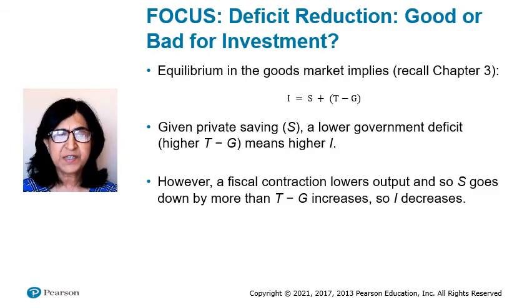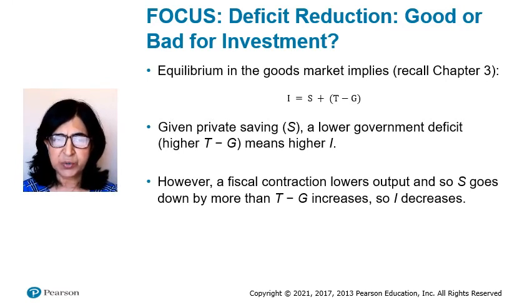Focus. Deficit reduction. Good or bad for investment. Equilibrium in the goods market implies, recall chapter 3, I equals S plus (T minus G), where S represents private saving and the term T minus G equals public saving. So in equilibrium, investment is equal to private saving plus public saving. If public saving is positive, the government is said to be running a budget surplus. If public saving is negative, the government is said to run a budget deficit.